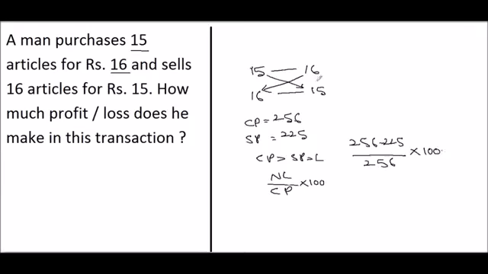All right. Now 16 16s, it is the cost price. 15 15s, it is the selling price. Cost price is more than selling price. There is a loss in this transaction. How much is the loss here? That should be 256 minus 225. That is the net loss divided by cost price into 100. Then simplify the same. You will get around 12% for this one. Around 12%.